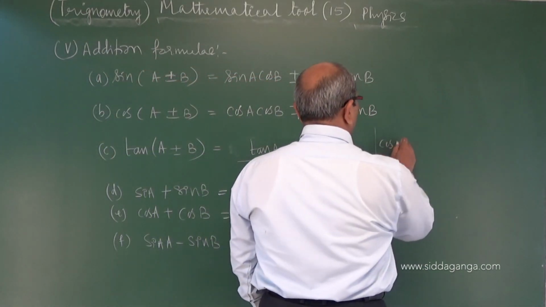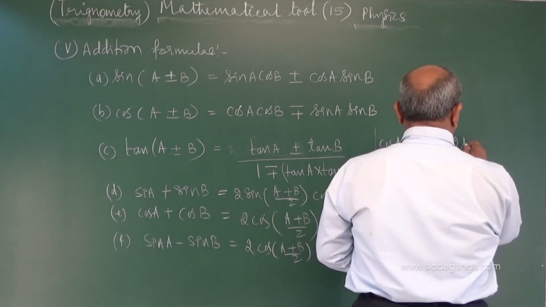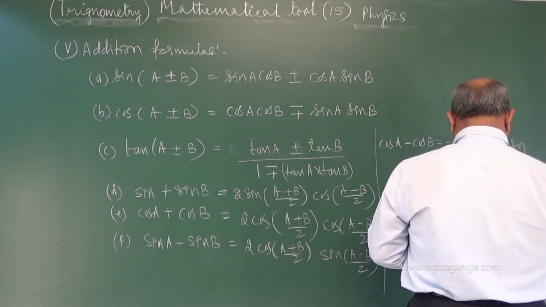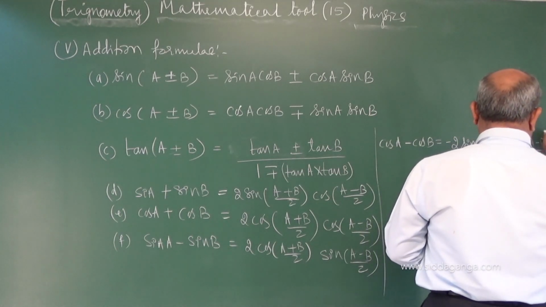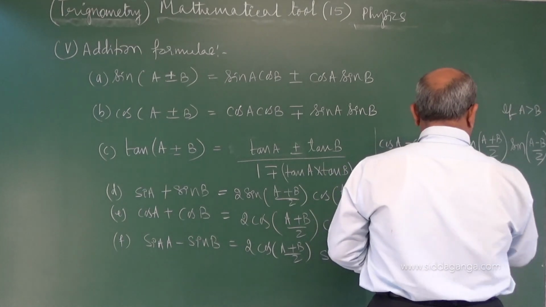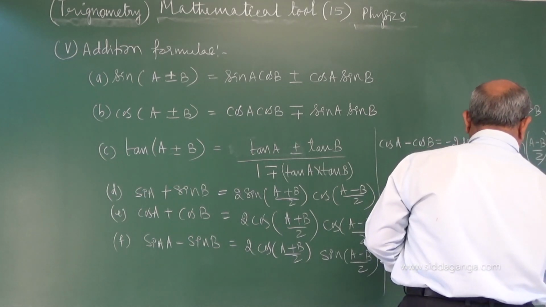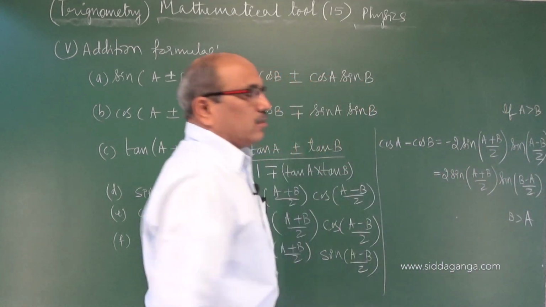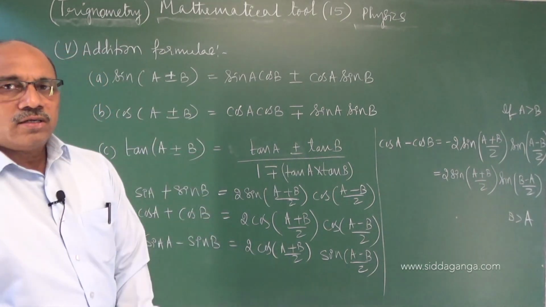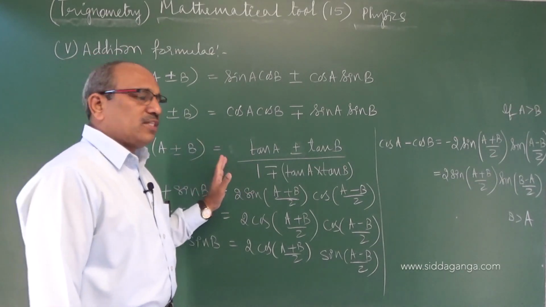Similarly, cos A minus cos B equals minus 2 sin A plus B by 2 into sin A minus B by 2 if A is greater than B, or 2 sin A plus B by 2 into sin B minus A by 2 for B greater than A. These are also additional formulas you require to get some derivations or solutions in physics, and these formulas are not in the book, so they should remain in the mind.